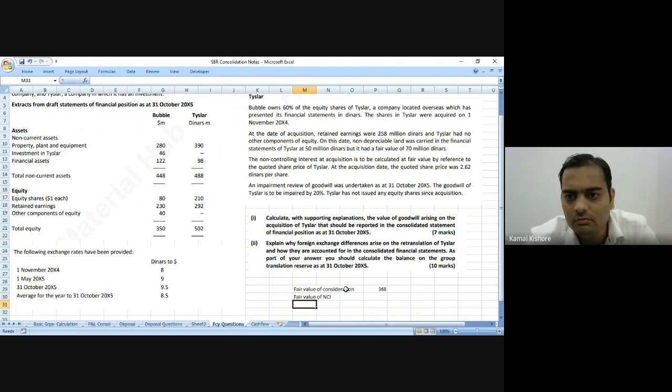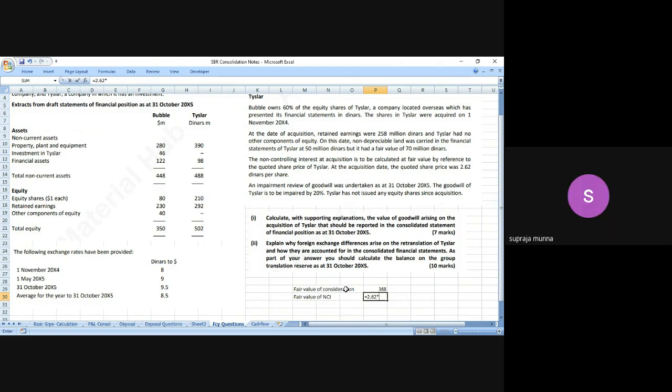They've given that the NCI portion is being sold for a quoted price of 2.68. The quoted share price was 2.62 per share. So 2.62 will come into how many shares? Total share value is 210, but 40% is NCI. So 210 into 40%.